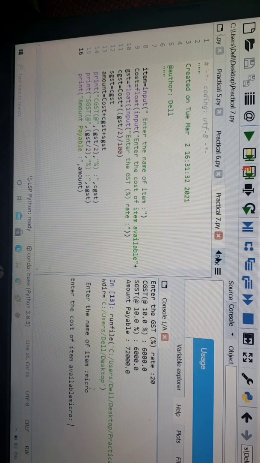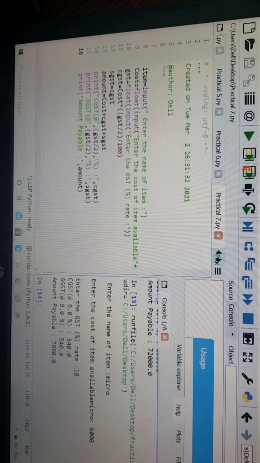I'm taking now 18%, so it will be divided between state and central government as 9% each, and then calculating its price. Okay, so this is how you can calculate the GST of any particular item.